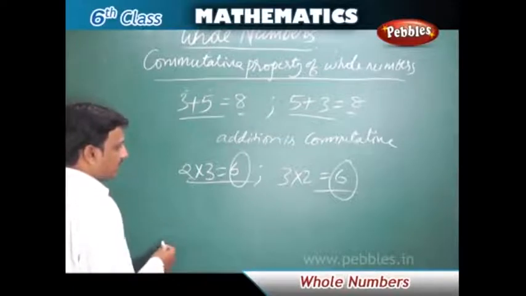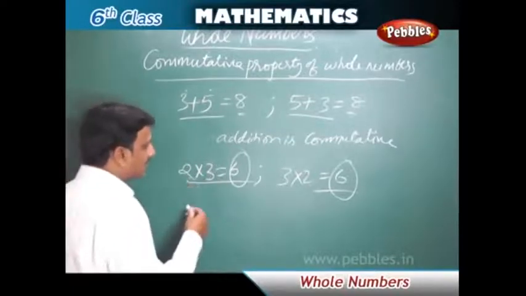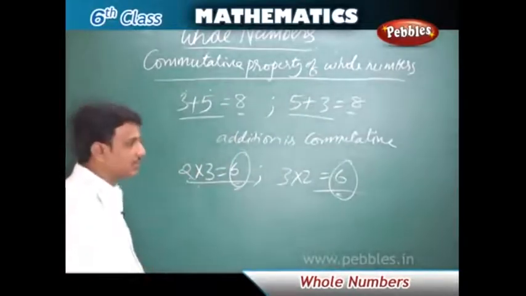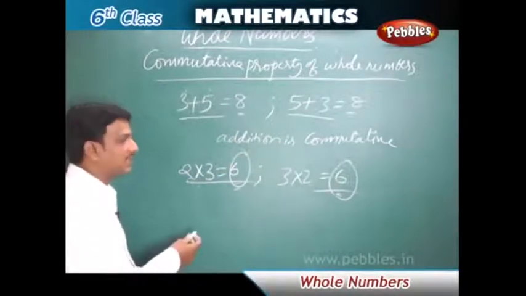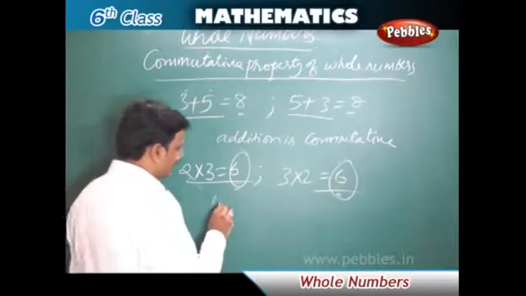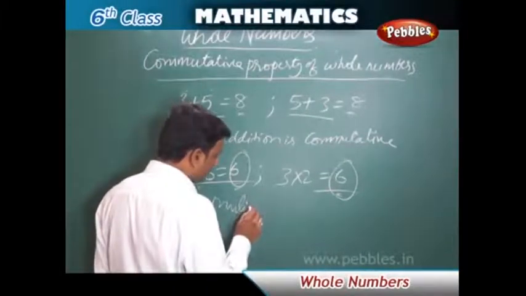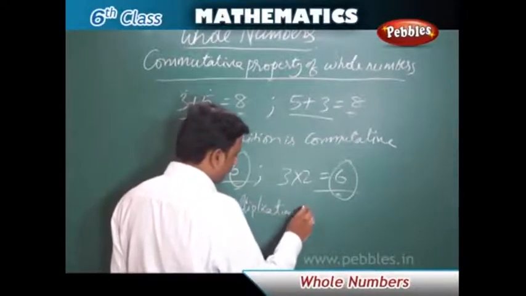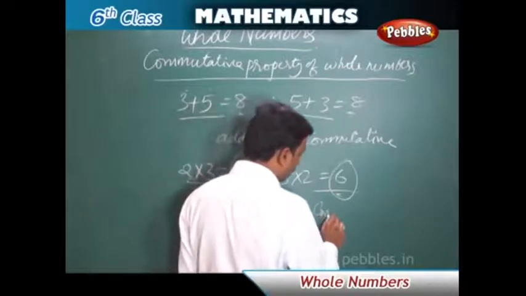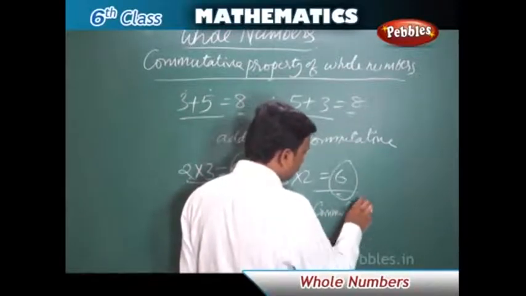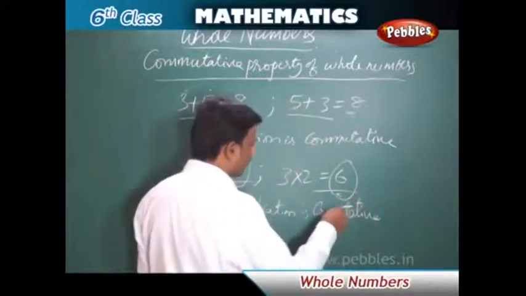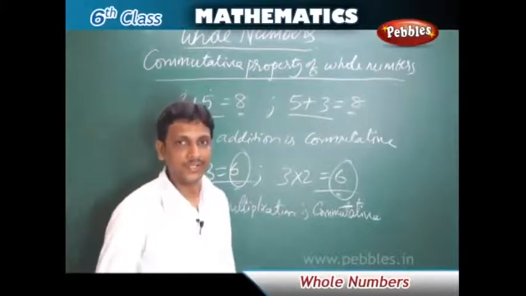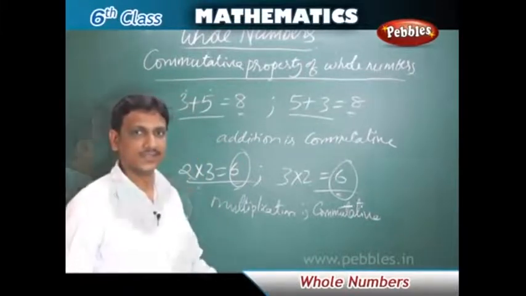In the case of multiplication, even though the order of the pair is changed, the result is the same, it is equal. So in whole numbers, multiplication is also commutative. Multiplication of whole numbers is commutative. So we can say that addition and multiplication are commutative for whole numbers.